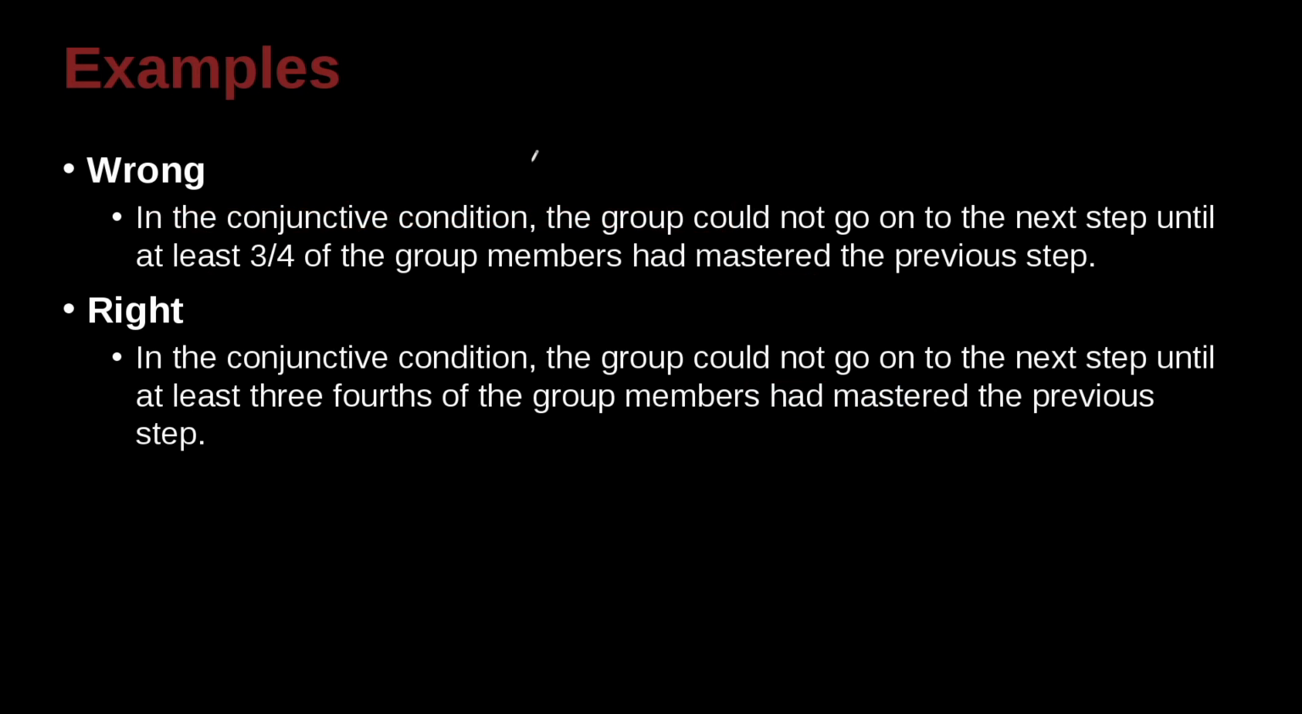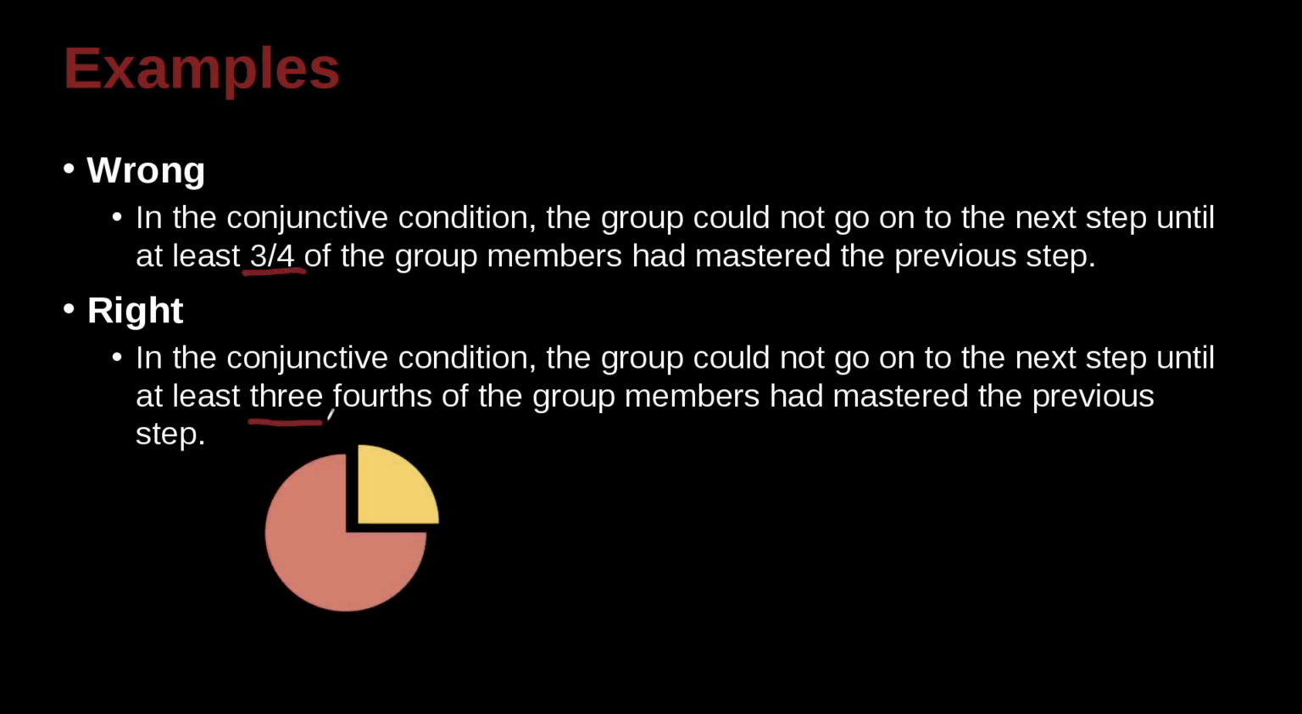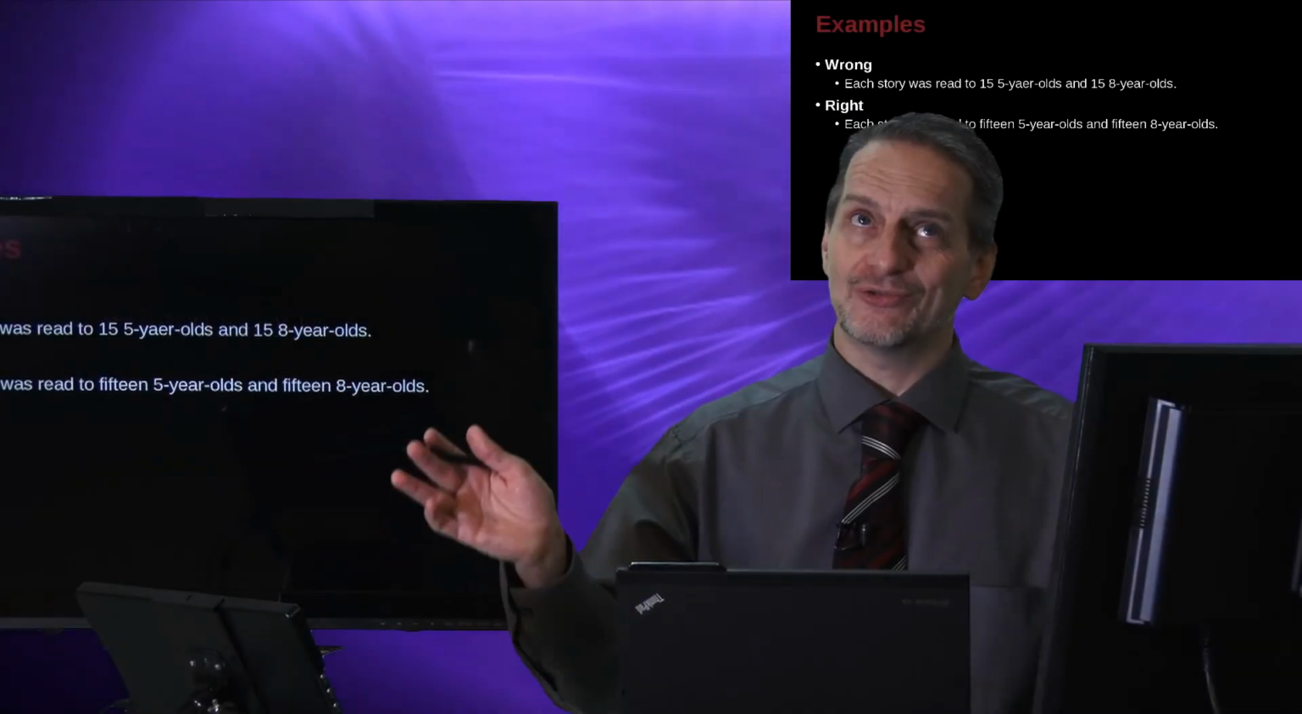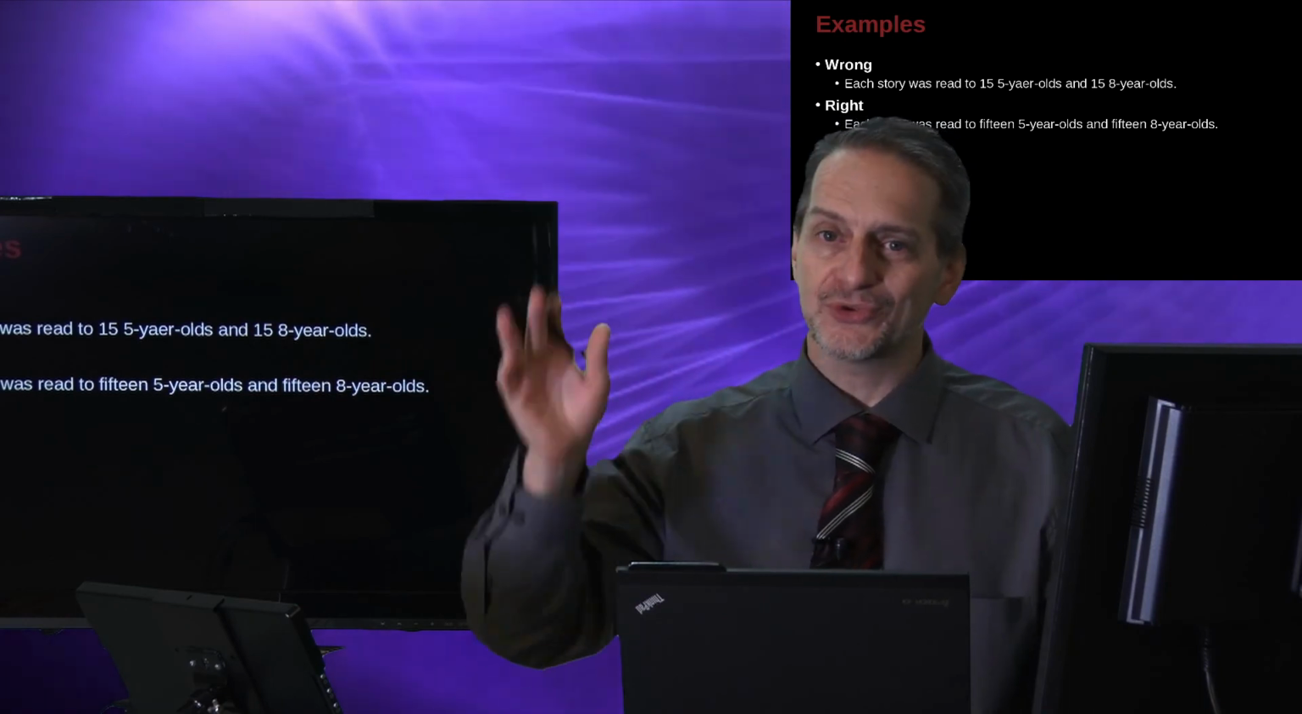In the conjunctive condition, the group could not go on to the next step until at least 3/4 of the group members had mastered the previous step. Here is our fraction 3/4, and remember we said that in this case you need to spell it out, three-fourths. Because it's a common fraction, except in the case of ratios, you go ahead and write the ratio. Oh boy, confusing, right?